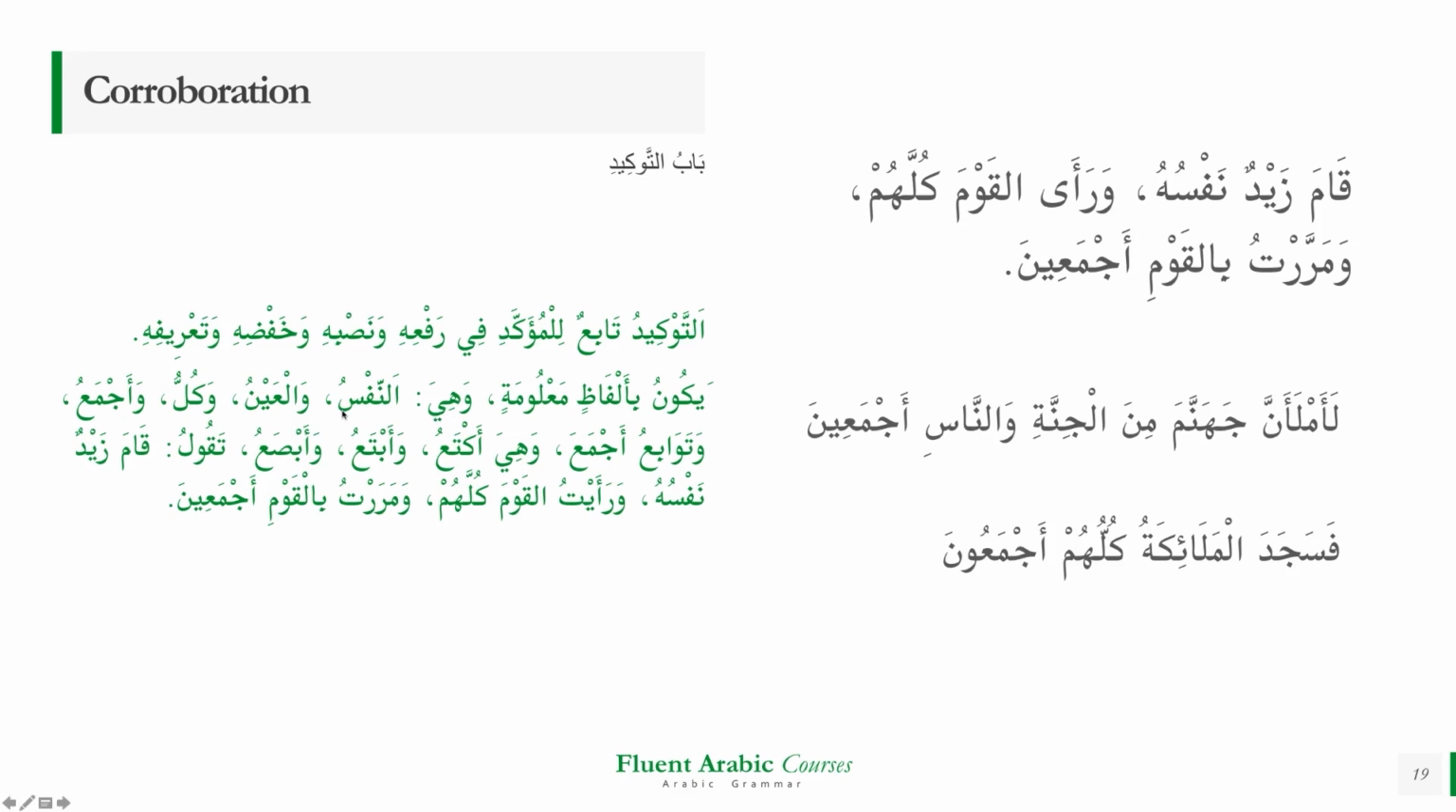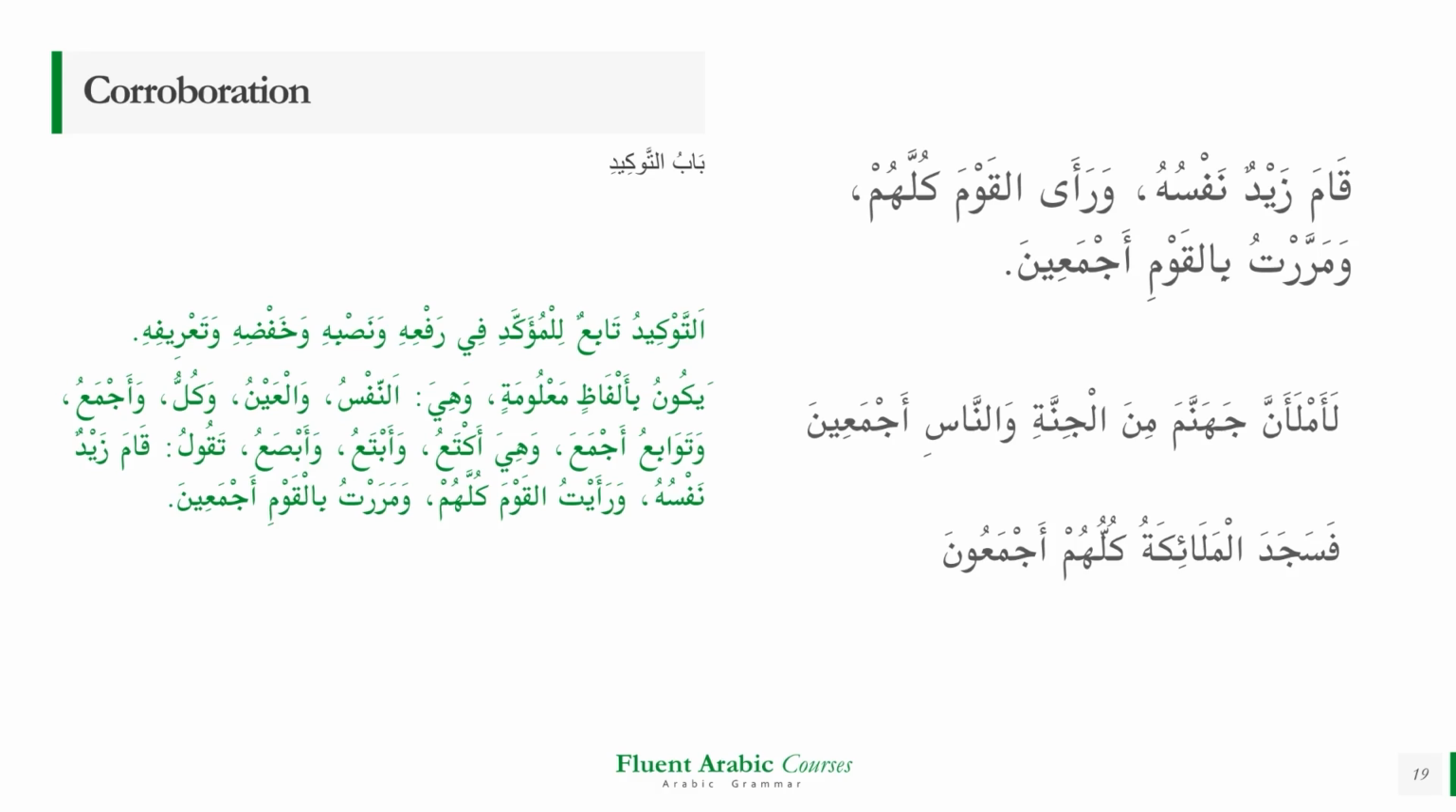وَيَكُونُ بِأَلْفَاظٍ مَعْلُومَةٍ. And there are specific words used for التوكيد or emphasis or corroboration. They are النفس والعين وكل وأجمع والتوابع أجمع وهي أقطع وأبتع وأبصع. So all these are particles of corroboration. Let's look at some examples. تقول قام زيد نفسه. Zaid stood up.